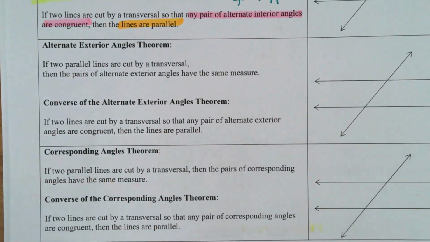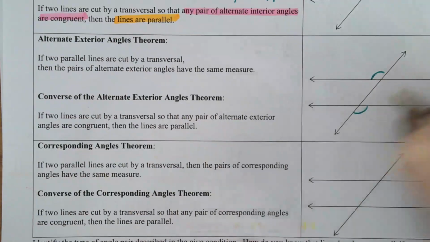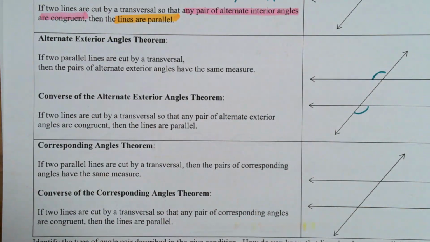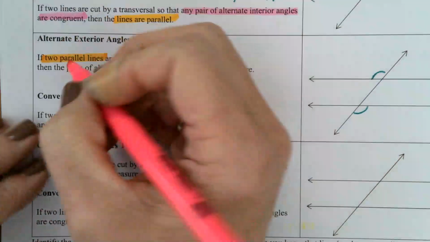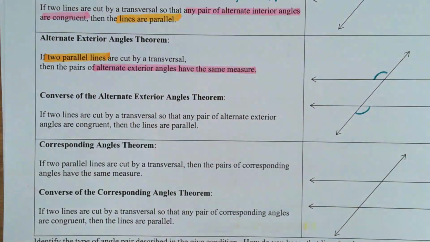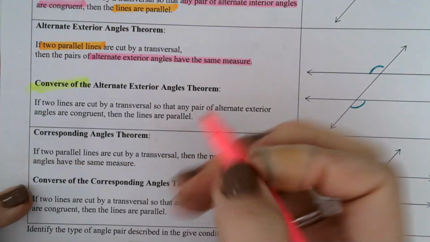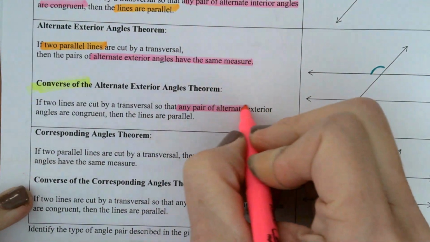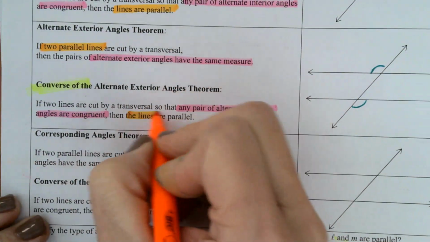All right, alternate exterior angles. So let's do this one and this one. You've got two parallel lines. If the lines are parallel, then alternate exterior angles have the same measure. They're congruent. And again with the converse, if any pair of alternate exterior angles are congruent, then the lines are parallel.